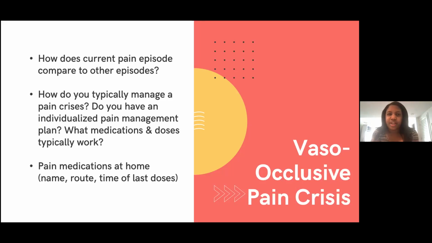Do you have a pain management plan? What medications and doses typically work for you when you're admitted for this? And trusting the patient when they say what their typical doses of medications are. And then we talked already about what medication to take at home, when they took the last dose, what route they take them by, et cetera.